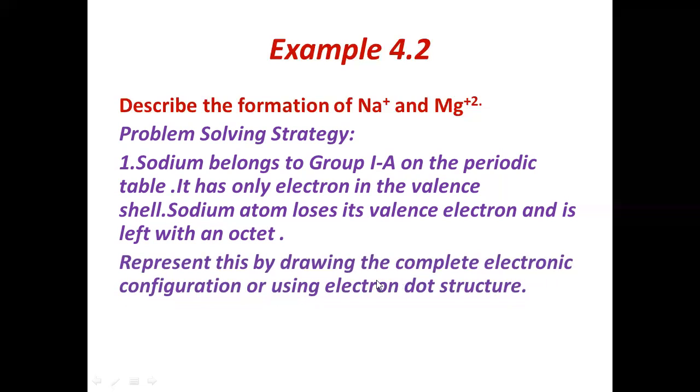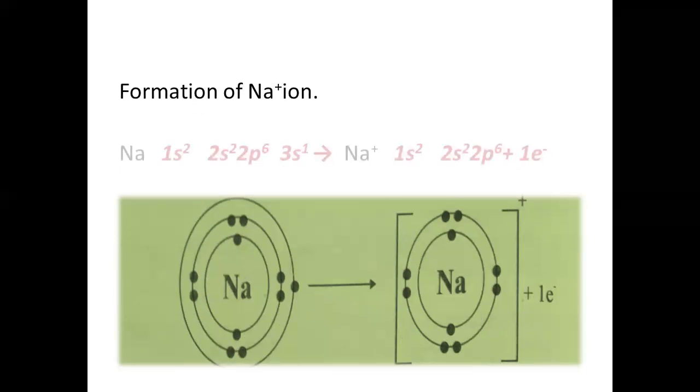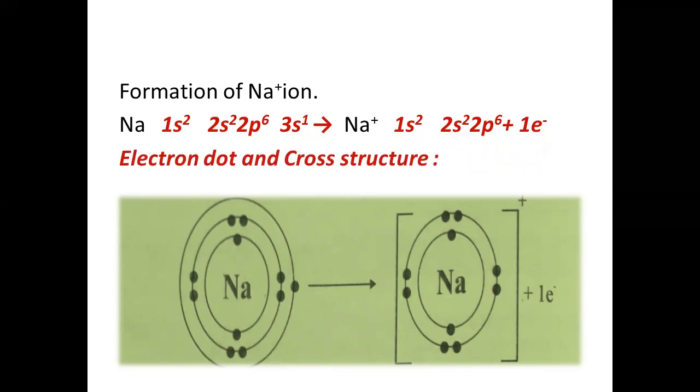Represent this by drawing the complete electronic configuration or using electron dot structure. There are two ways to express the formation of cation. The first one is, you can see here, how the formation of cation takes place. The solution of this example: sodium atomic number is 11, so it has configuration 1s2, 2s2, 2p6, 3s1. You can see that the third is the outermost shell and it has only one electron. It needs seven more electrons to complete the third shell, which is not possible.